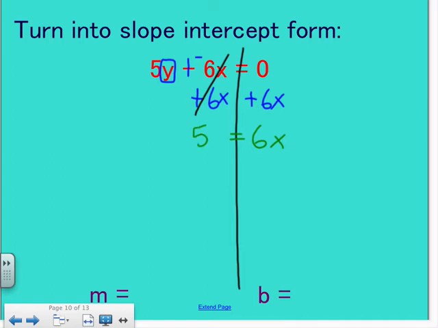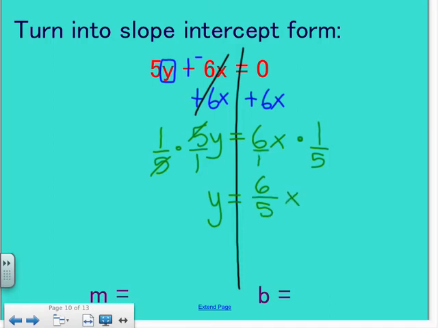And 5y over here. Now, I need to get rid of the 5. So I'm going to do the reciprocal. Those cancel out. And now, since there's only one term over here, I only have to multiply it by 1/5. So I end up getting y equals 6 over 5x, right? Because it was 6 over 1 times 1 over 5, so 6 over 5x. And that's it. Okay, that's solving for y.